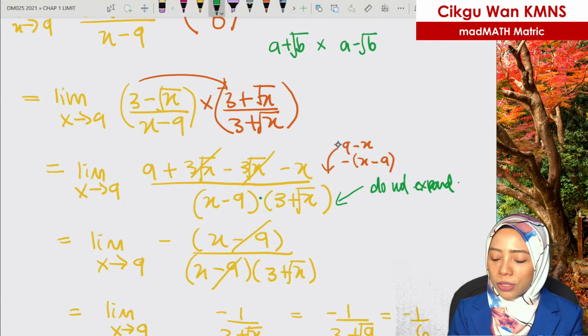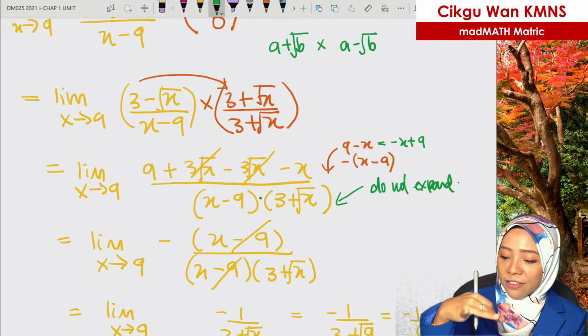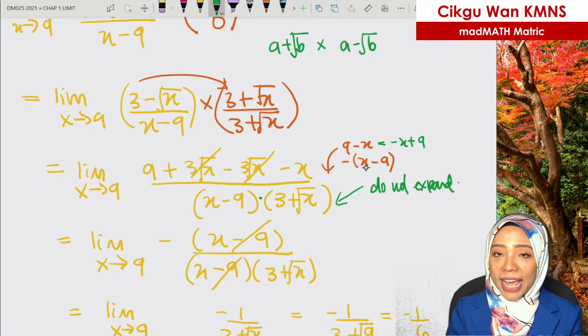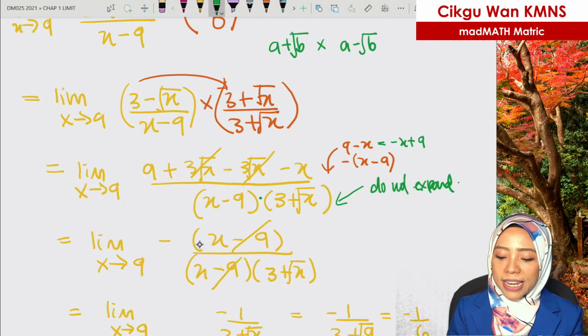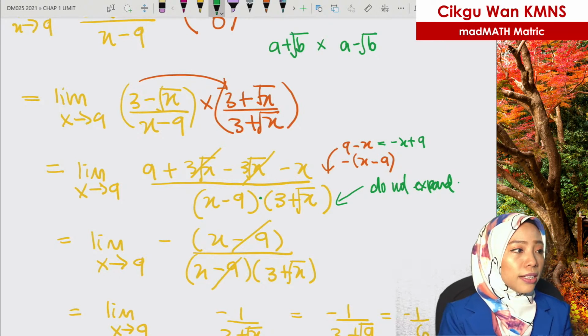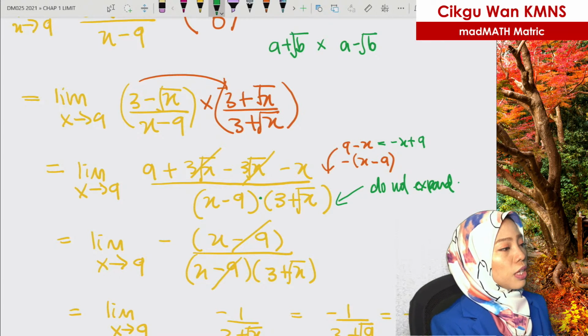Okay, I arrange it. I have 9 minus x, and then I arrange negative 9 plus, negative x plus 9. And then take out the negative to the front. It will remain x, and then this is positive. So negative, negative. That's why I get here negative x minus 9. Can you follow? Okay, very good.